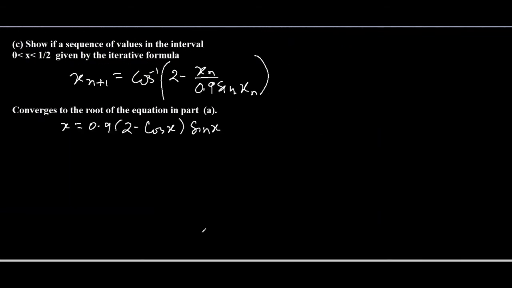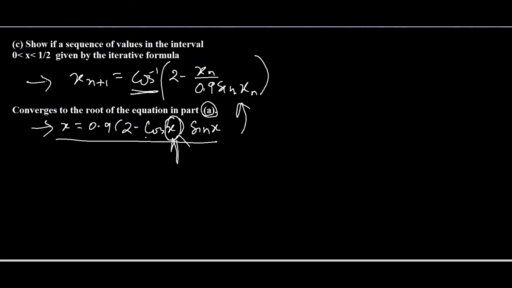Part C. They are saying that we have to show that the sequence, the equation we got in part A, which was this, converges according to this iterative formula. In other words, they are asking us to convert this equation into this format of iterative formula. So we can see that there is cos inverse here. That means we have to isolate x of this particular cos. We have to isolate this, and let's do it.